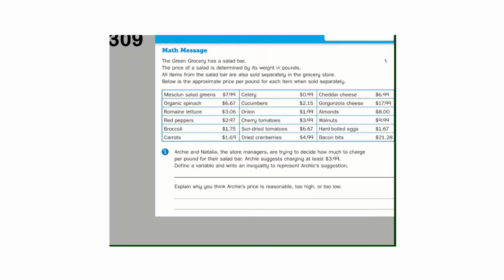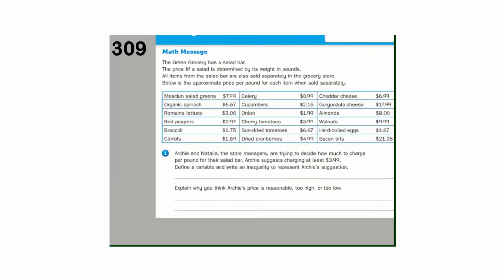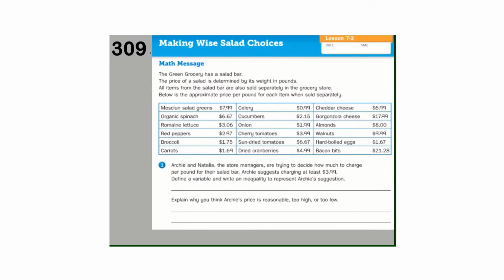Okay, page 309 in the math journal then. Lesson 7-2. The green grocery has a salad bar. The price of the salad is determined by the weight in pounds. So people go and get their salad, then they take it over, get it weighed, and then they buy it for a certain amount per pound. All these items are priced separately at the grocery store. So here are the prices if you buy them separately at the grocery store.